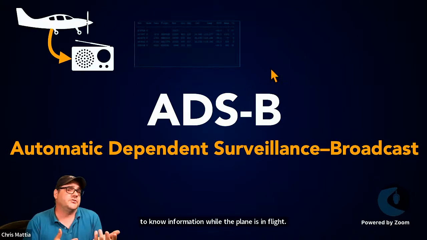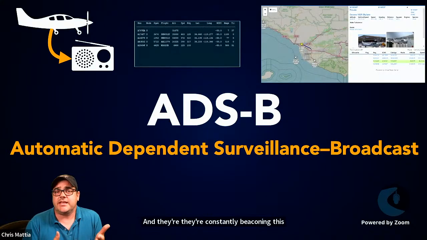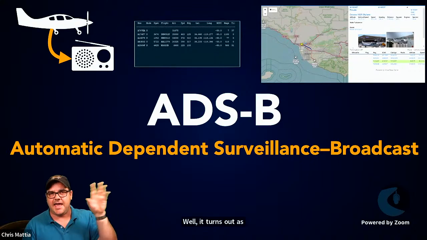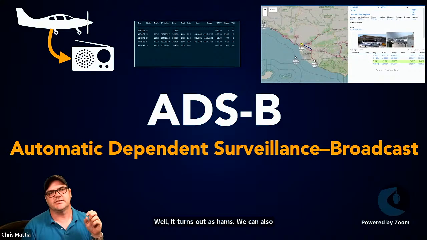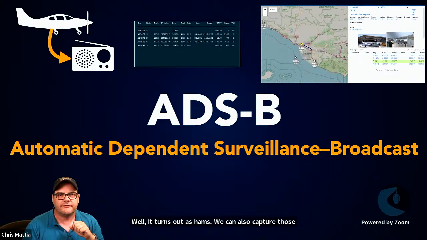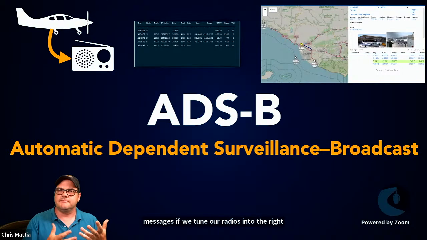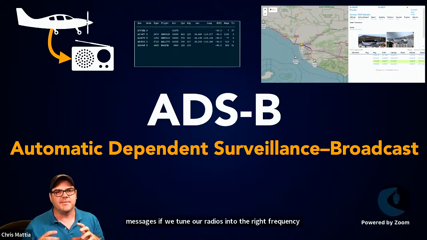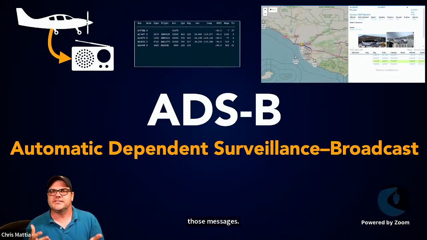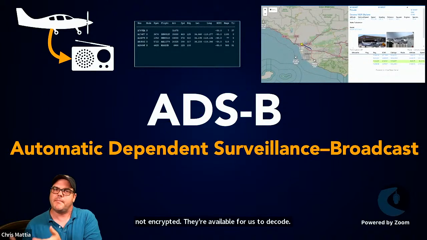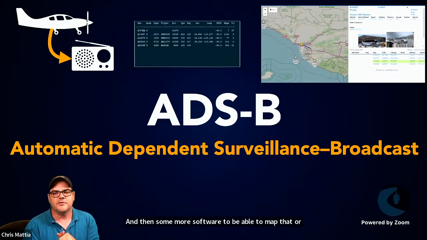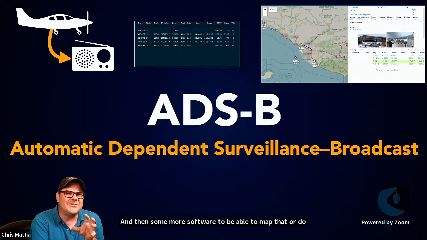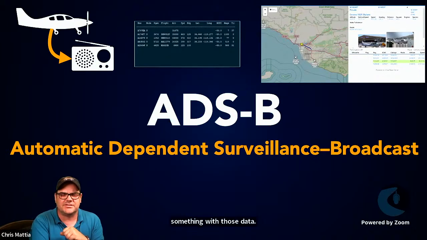Well, it turns out as hams, we can also capture those messages. If we tune our radios into the right frequency, we then need some sort of software in order to decode those messages. They're not encrypted. They're available for us to decode, and then some more software to be able to map that or do something with those data. So what do these messages really look like?